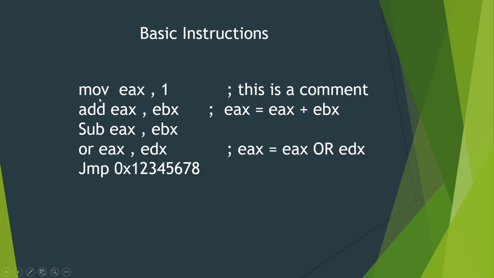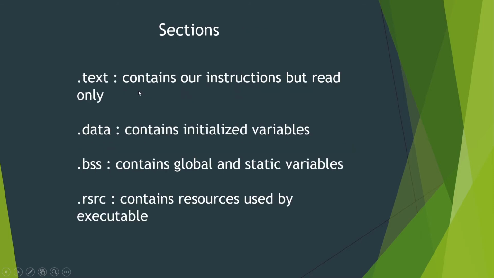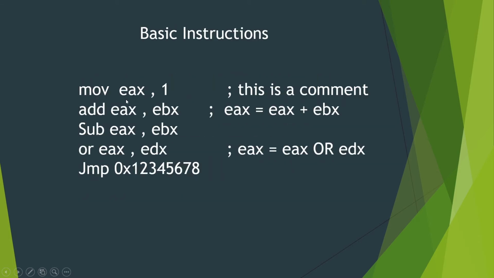Generally, you can think of move as moving from one place to another, but it's not an actual move, it's an actual copy. That means that this is the destination, and this is the source. What we are going to do is copy the 1 into the EAX. Move stands for move, but it actually copies. So mov EAX, 1 stands for copy this value into this register.